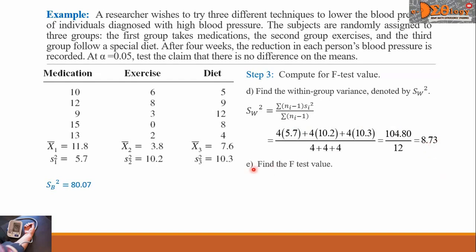Now for step E, to find the f-test value. Our formula is here, so let us do the substitution. This is equal to 80.07 over 8.73. And the quotient is 9.17.